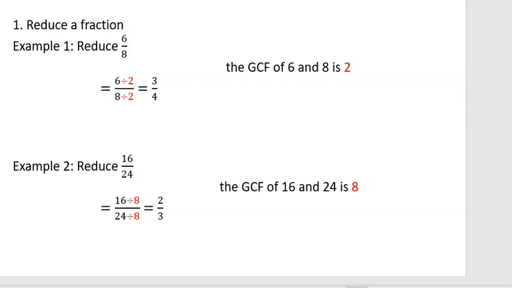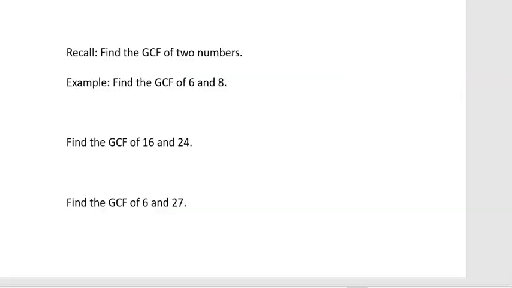In this video, we're going to look at how to simplify a fraction or reduce a fraction to its simplest form. Now, there are several ways we can do this, but most of them involve factoring, which we talked about in previous videos. So let's take a look at how we found the greatest common factor of two numbers.